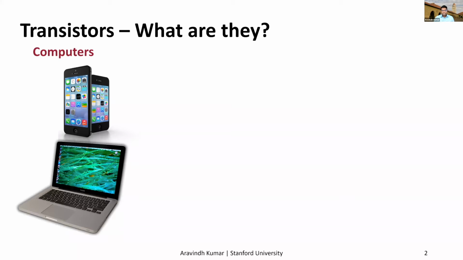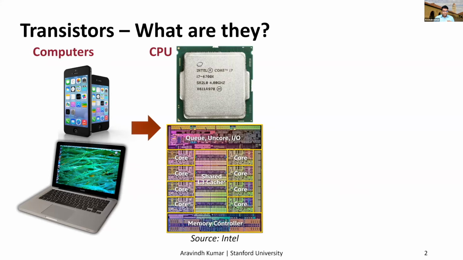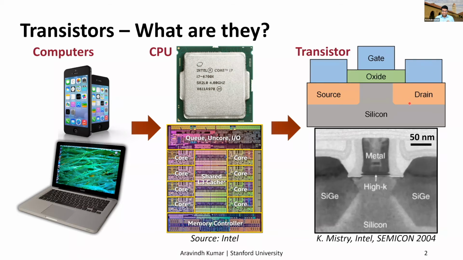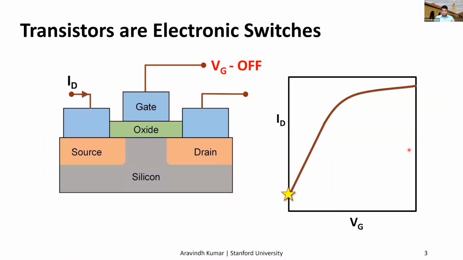And so what are transistors? All our personal computing devices like laptops and smartphones today have a CPU in them. And the inside of a CPU looks like this die shot. A state-of-the-art CPU today has about 1 billion small devices called transistors. And they look like this. Today, the transistor has dimensions in tens of nanometers.